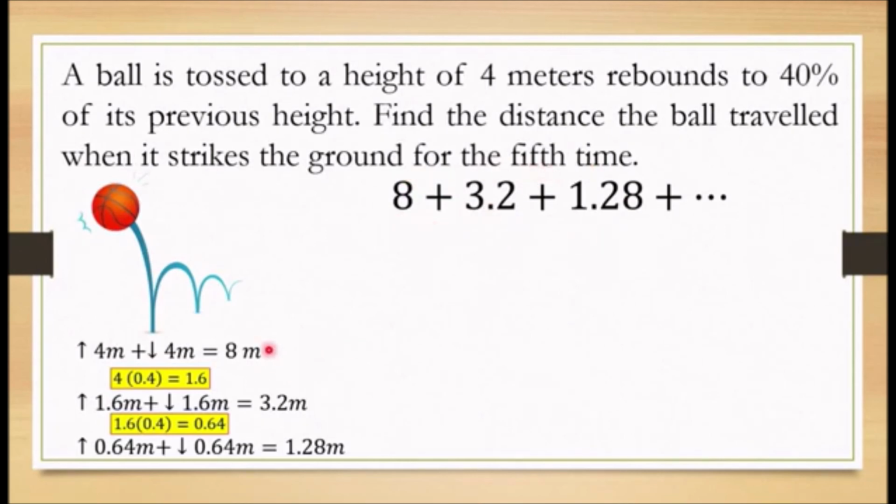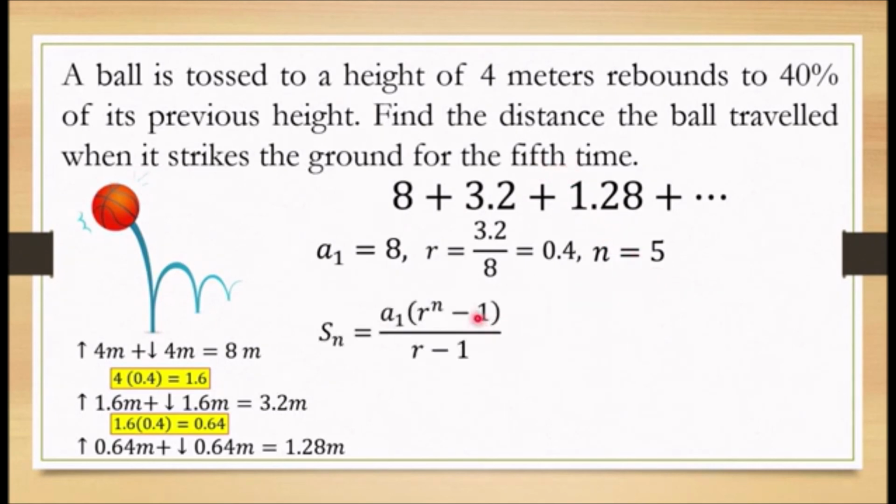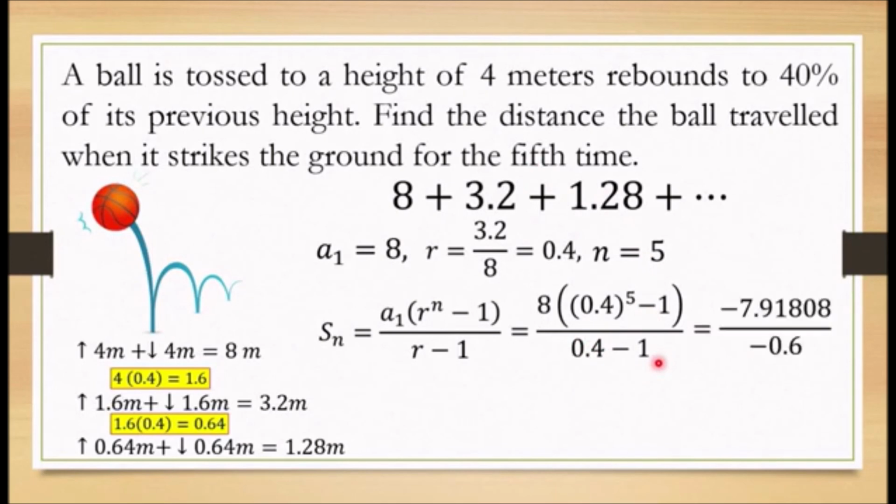So we can apply the formula for geometric series, since we are looking for the total distance traveled. So a sub 1 is equal to 8, then r is equal to 3.2 divided by 8, or the second term divided by the first term, that is equal to 0.4. Then n is equal to 5, since we are looking for up to the 5th time. So substitute to the formula, we have 8 times quantity 0.4 raised to 5 minus 1 all over 0.4 minus 1. So only 0.4 is raised to 5 in the numerator.